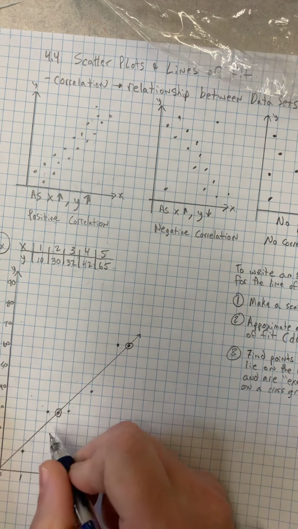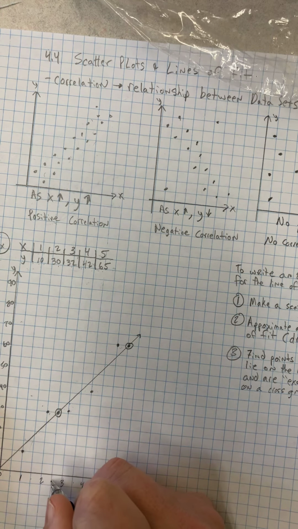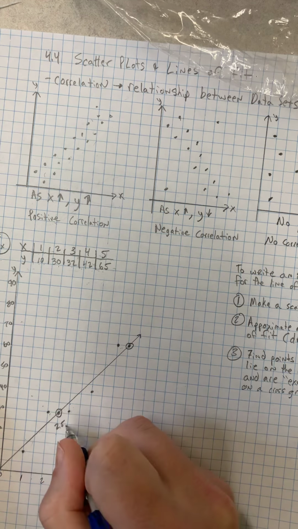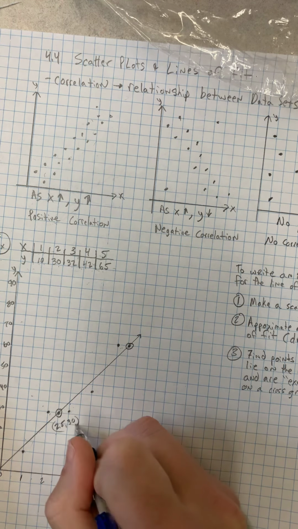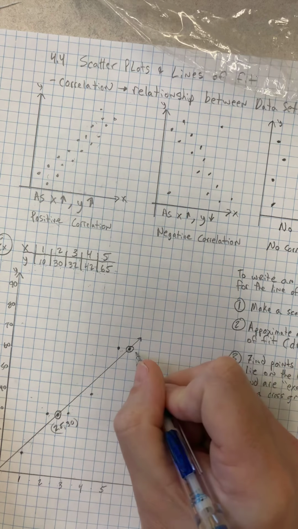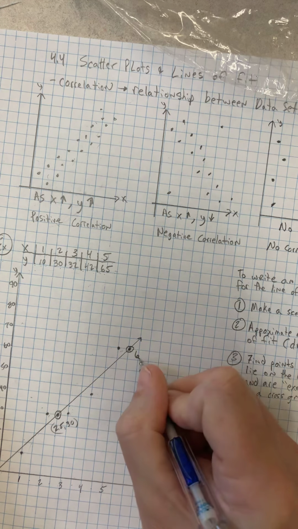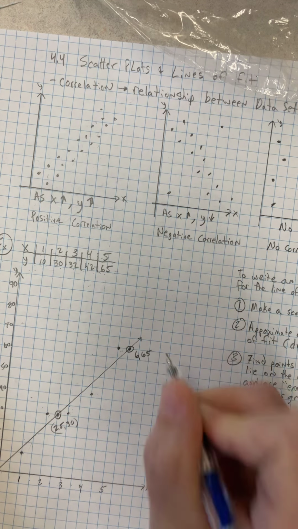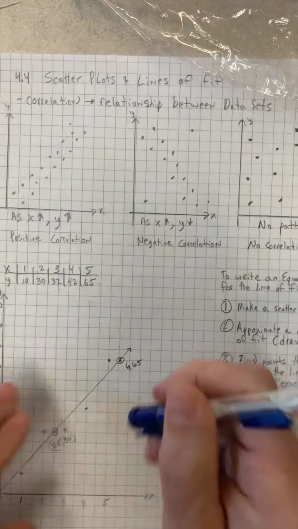I'm going to label these ordered pairs. This is 2.5, that's okay, is my x, and I'm at 30. This point is at 6, and I can see it's at that 65. Actually, it's not. It's 5.5. Excuse me.